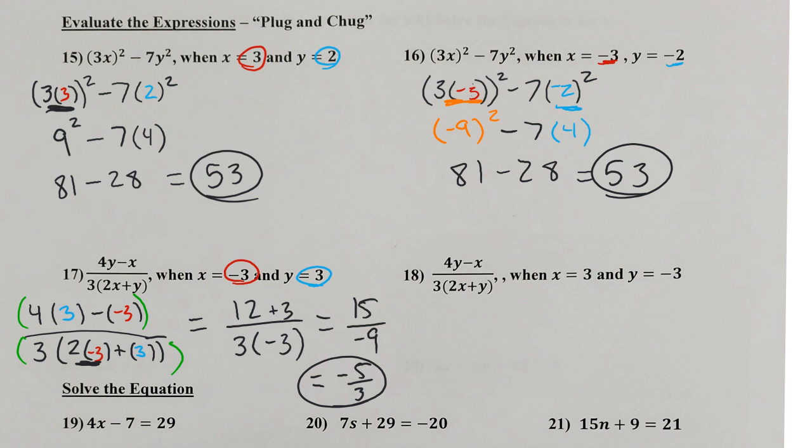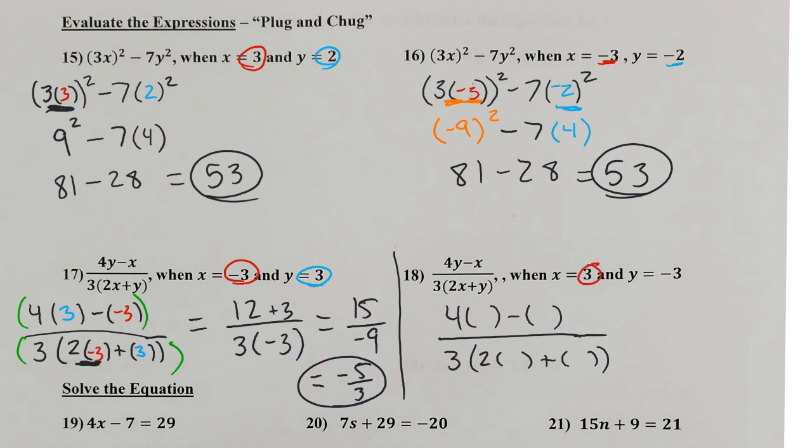18, exact same concept. So 18, 4, empty set of parentheses, minus empty set of parentheses, all over 3, 2, empty set of parentheses, plus empty set of parentheses, close it. Wherever I see an x, I'm going to put a 3. So I put a 3 here and here. I put a y, negative 3, there and there.